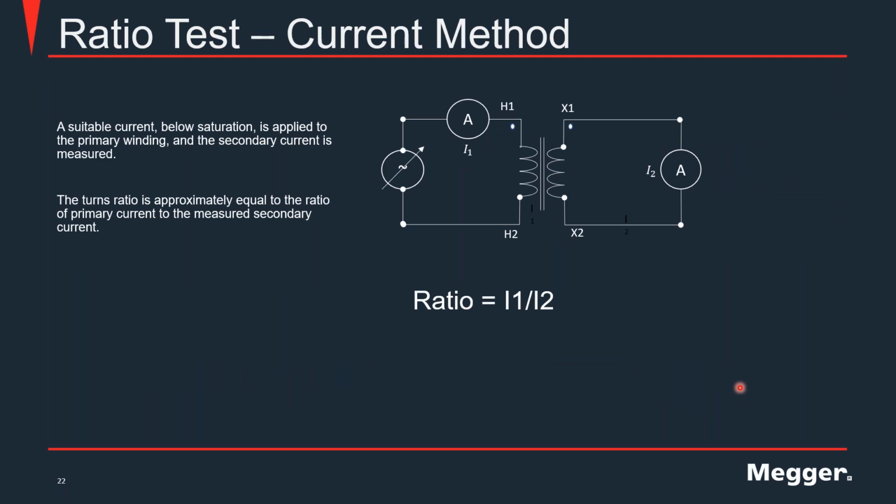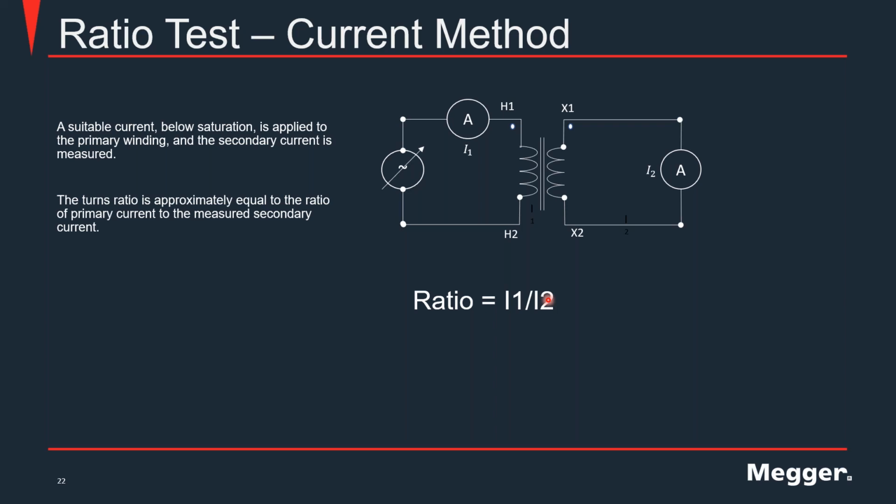Now, how do we measure ratio on a CT? Well, it is a current transformer, so we could take a variable current source, inject current on the primary, and measure the current on the secondary, and the ratio would be the ratio of the primary to the secondary current. This would be, let's say, a very accurate way of doing the measurement.